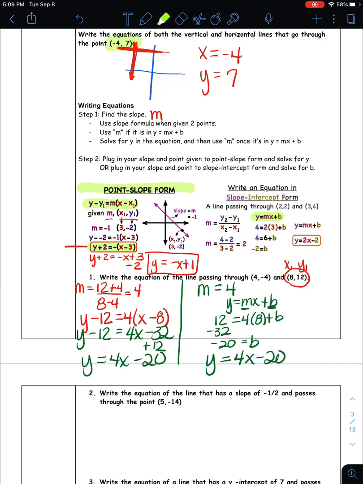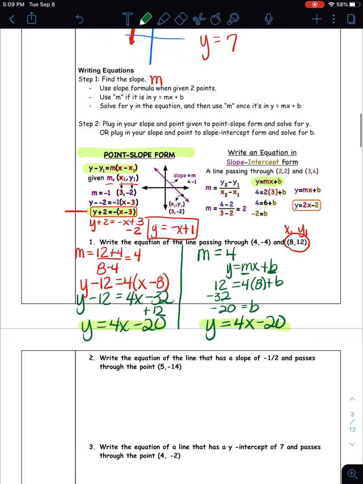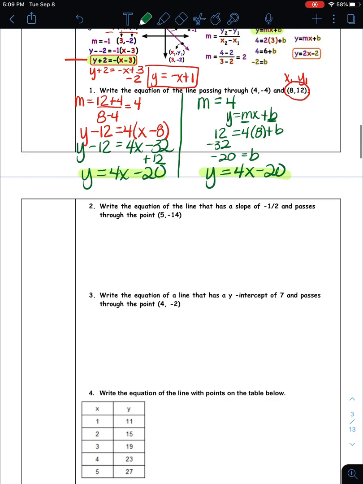Notice we got the same final answer from both methods. Again, it just depends on whether I want the final answer to be in slope-intercept form or point-slope form. If I don't specify, then I always tend to go towards slope-intercept. So you can choose either method that you want to solve the equation.